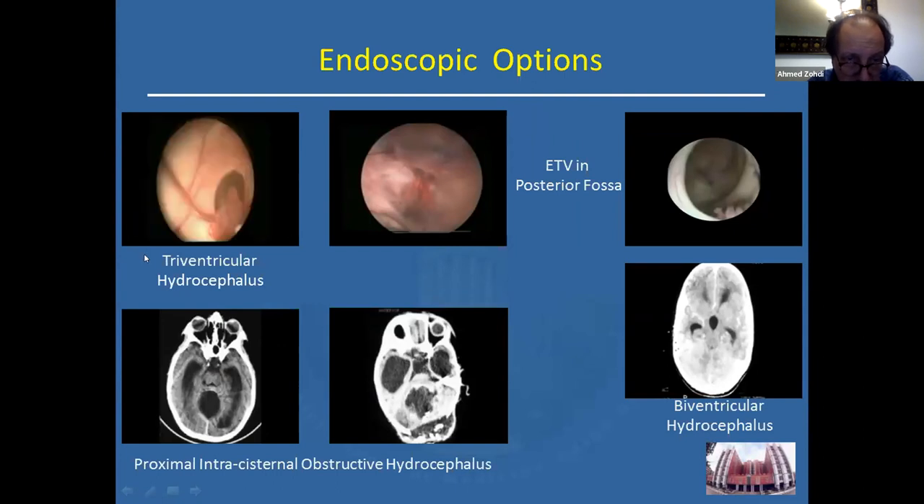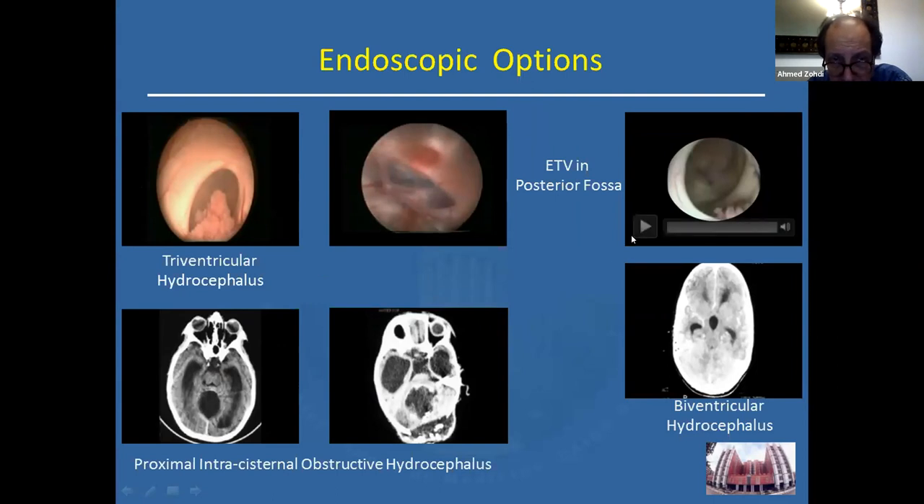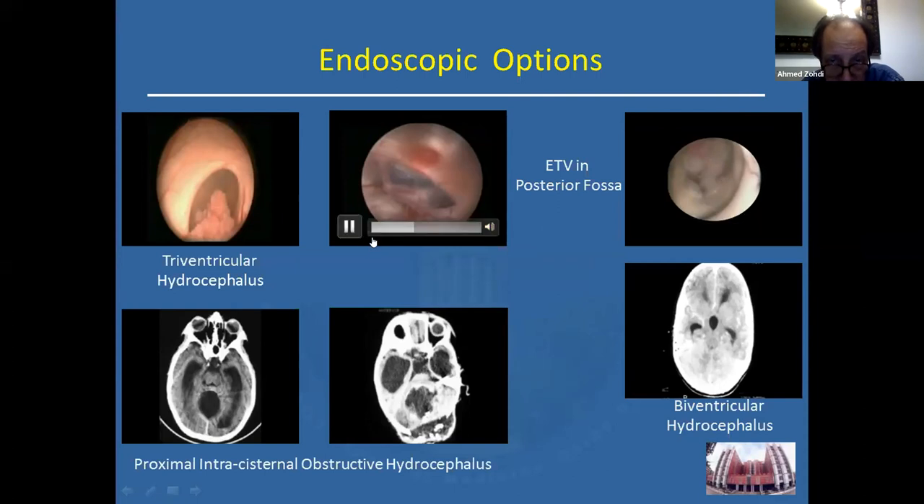Triventricular hydrocephalus, pineal lesion tumors. You go in and do an ETV. You can take a biopsy by changing your telescope. Sometimes it's amenable, sometimes not. These are kind of ETVs that you do for fourth ventricular tumors, and sometimes you have drop metastasis and the area is blocked, so you can't do anything about it.